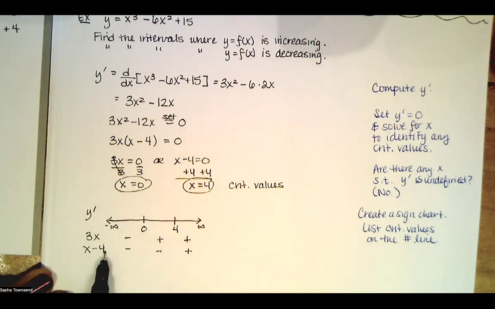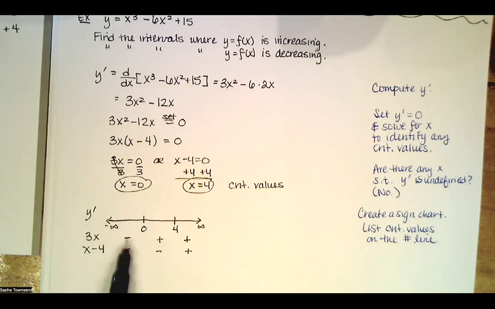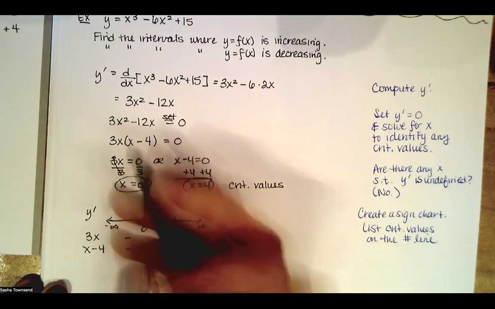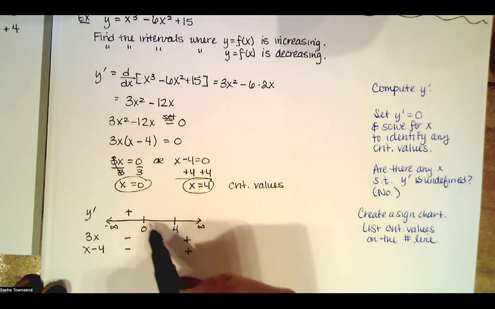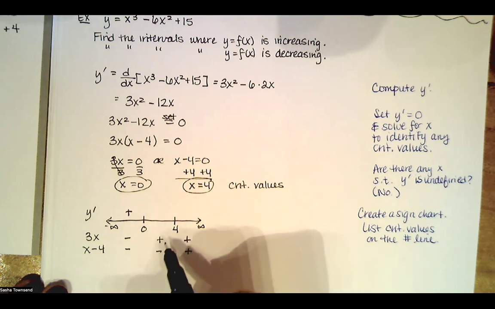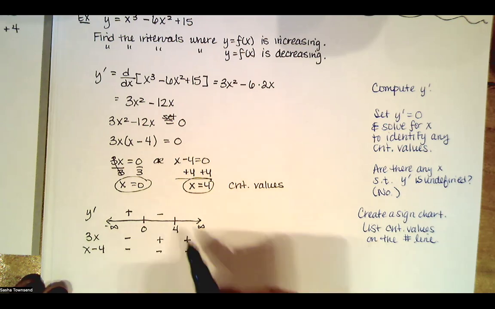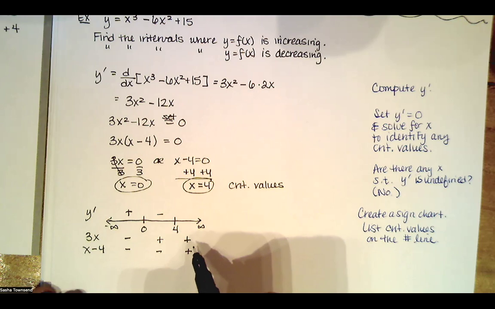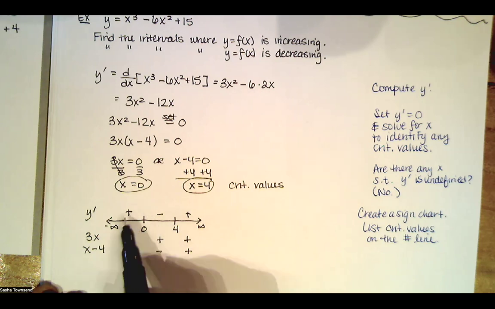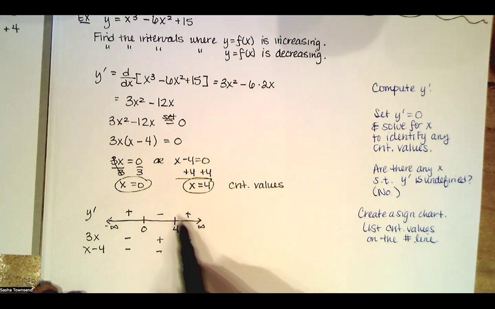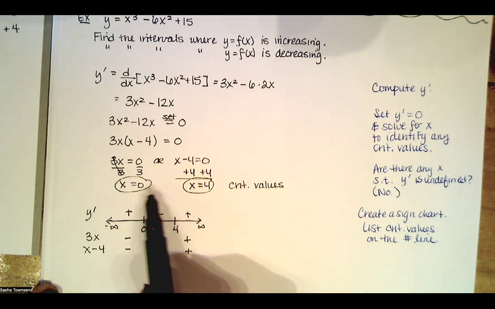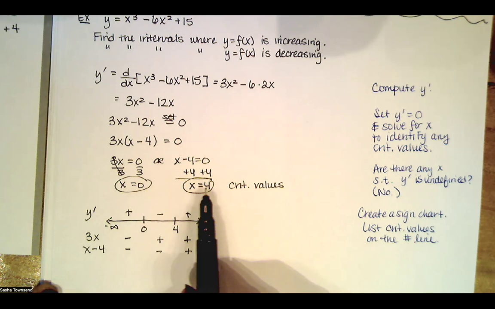And y prime is the product of those. So on the interval from negative infinity to 0, y prime is a negative times a negative, which is a positive. And then on the interval from 0 to 4, y prime is a positive number times a negative number, which is negative. And then on the interval from 4 to infinity, our y prime is a positive times a positive, which is positive. So that tells us that y prime is positive on this interval, negative on this interval, and positive on that interval. And we know that the slope is 0 at x equals 0 and 4.